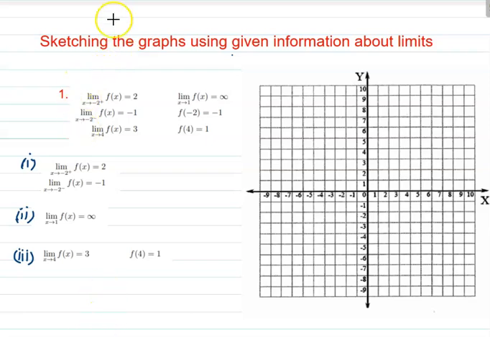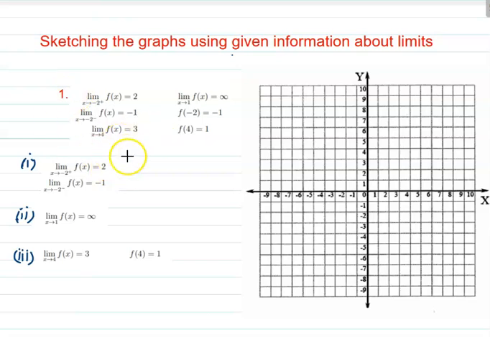In this video, we are going to learn how to sketch the graphs using given information about the limits. In our earlier video, we learned how to get the limits from the given graph. You can check the link for that video in our description box. So let's start with this problem. We are given this information about the limits.